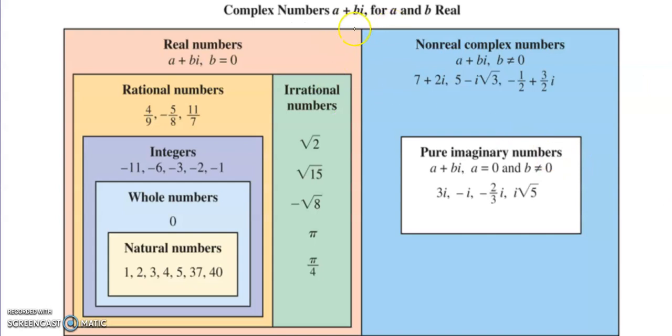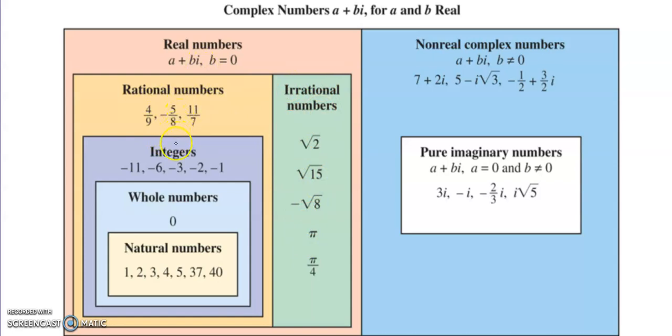So they kind of break down our numbers and how they relate to each other, our number system. On the left side over here, we have all the real numbers. Right here, notice they have our complex numbers, but they're saying b has to be 0. That means we have no imaginary part. We have our rational numbers and our irrational numbers. Those are our two main groups.